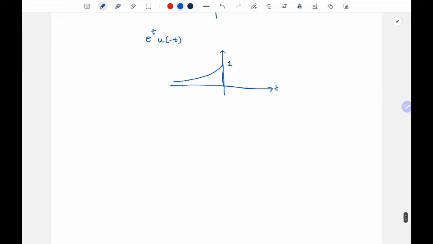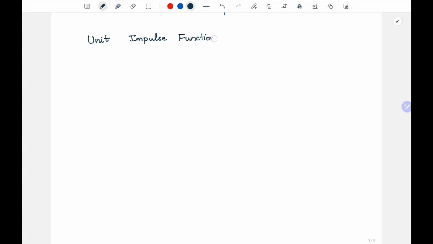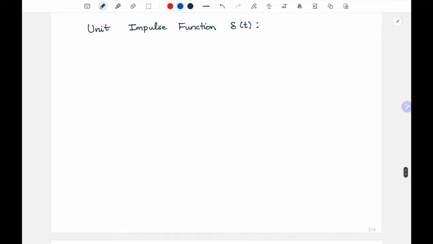So if you are clear with this, next we will see the unit impulse function, and it is represented with delta of t. It is the Greek symbol delta. So how do we define this function? We define it this way: delta of t is 0 for t not equal to 0, and it tends to infinity for t equal to 0.